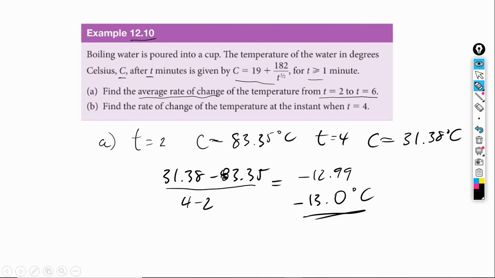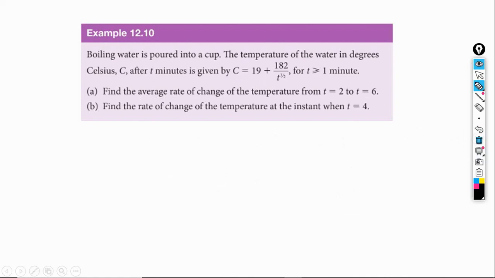So let's focus on B. So let's get rid of this for B now. In B, they ask us to find the rate of change at the instant when t equals 4. So whenever they say instantaneous rate of change, that implies that we're going to need a derivative. So we need to find the derivative of the function. So if C equals 19 plus 182, and I'm going to rewrite t as t to the power of negative 3/2.